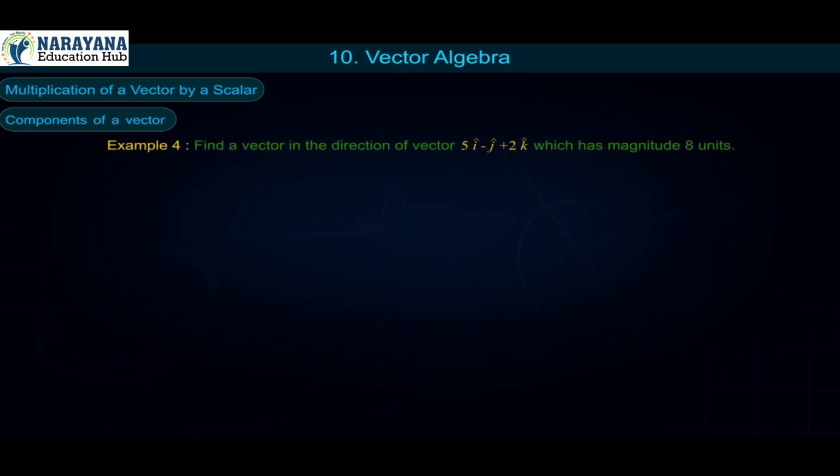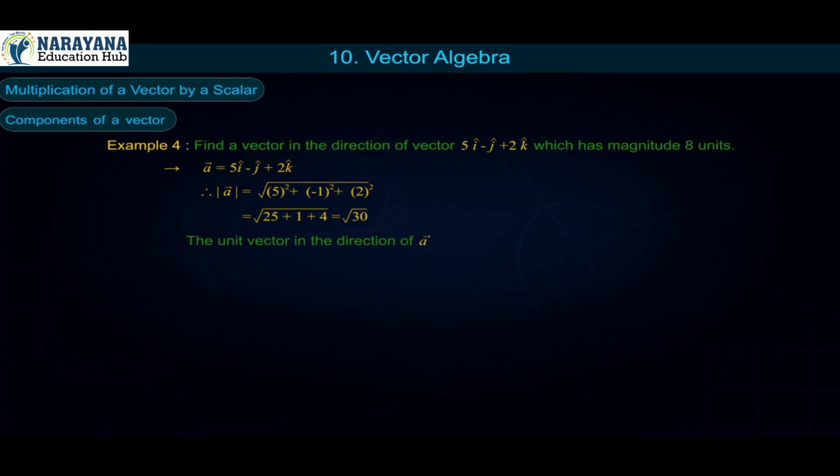Example 4. Find a vector in the direction of vector 5î − ĵ + 2k̂ which has magnitude 8 units. Solution. Vector A is equal to 5î − ĵ + 2k̂. Therefore, modulus of vector A is equal to square root of 5 squared plus (−1) squared plus 2 squared, which is equal to square root of 25 plus 1 plus 4, which is equal to root 30.